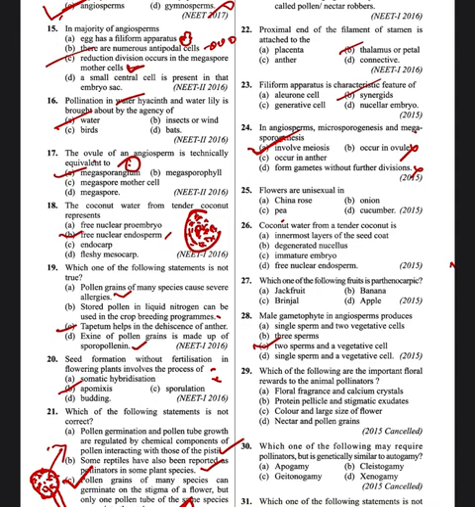Which of the following are the important floral rewards to animal pollinators? That is nectar and pollen grain.